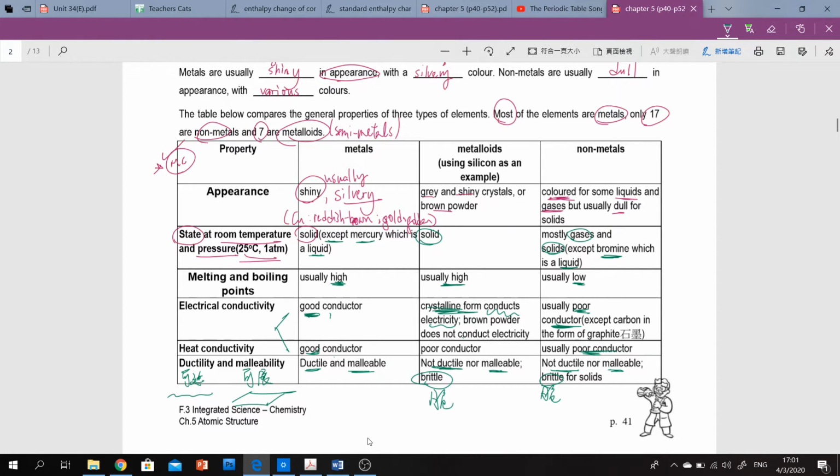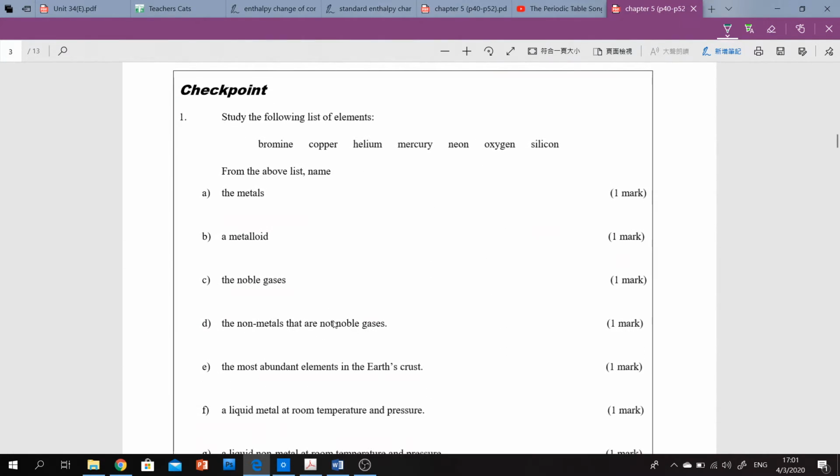Okay, it's time to take a look at the checkpoint, and I do hope after doing the checkpoint you'll get to know more about different elements of the world. First of all, 1A, now you have a list of the following chemical elements: bromine, copper, helium, mercury, neon, oxygen, silicon. From the list, name the metals. Can you name some metals?